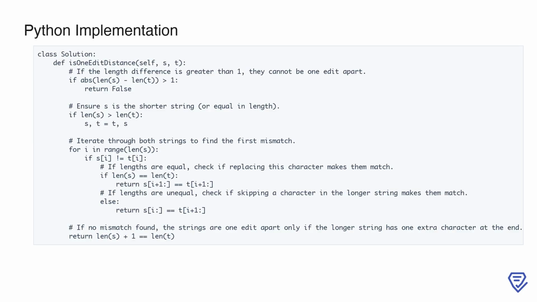2. Order adjustment. To simplify logic, we ensure that S is the shorter string, or equal in length. This allows us to handle cases consistently where one string might be longer. 3. Mismatch detection. Using a for loop, we iterate through both strings. At each index, we compare characters. The first mismatch indicates where an edit might be needed.